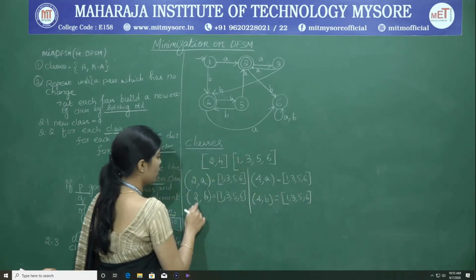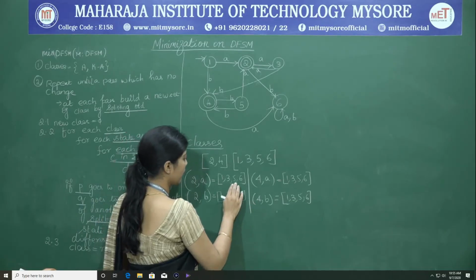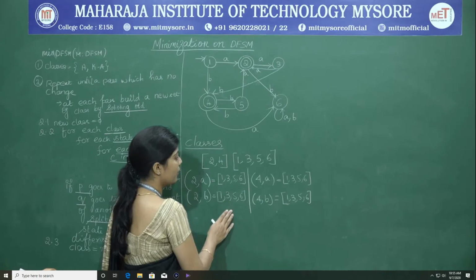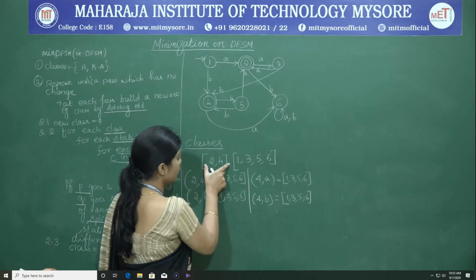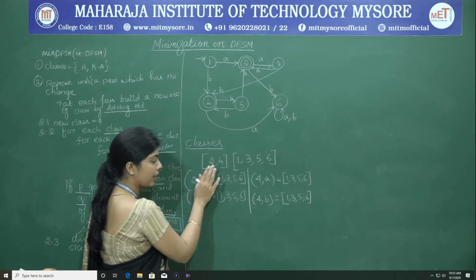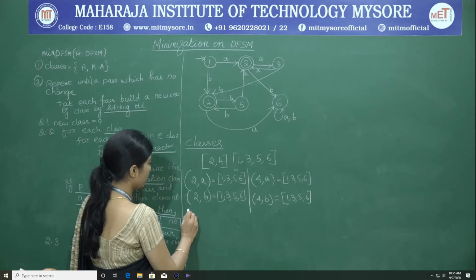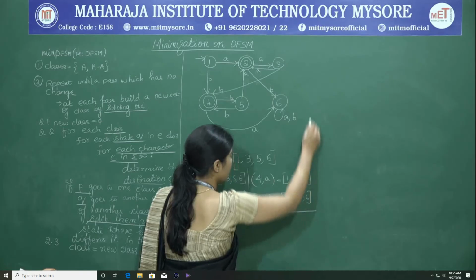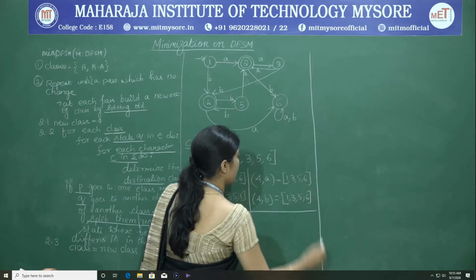So we can see that both 2 and 4 have got the same behavior. They are moving to the same class of states. Therefore, we do not split 2 and 4. So this group is going to remain intact. So next we are going to consider 1, 3, 5, 6, and we will see whether we will have to split the elements in that class.